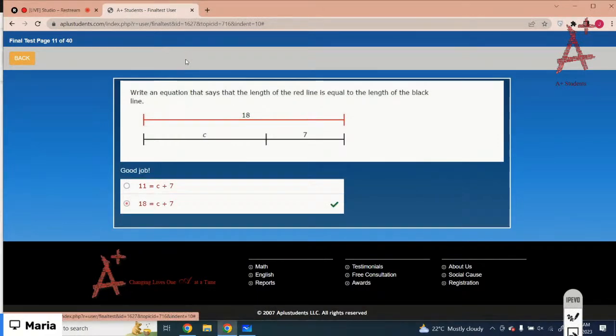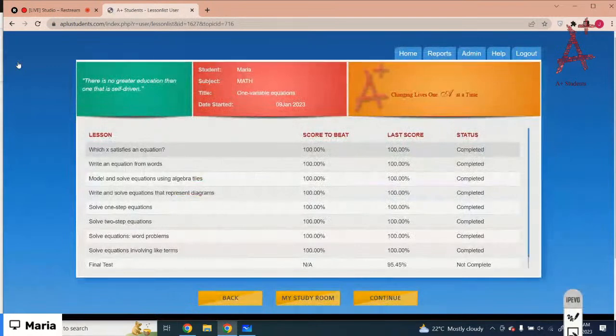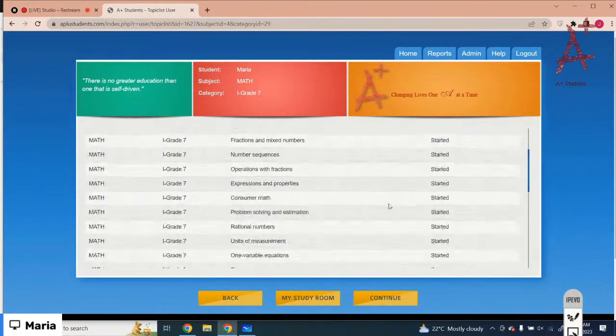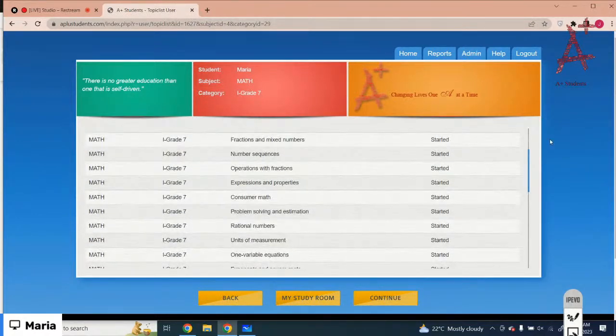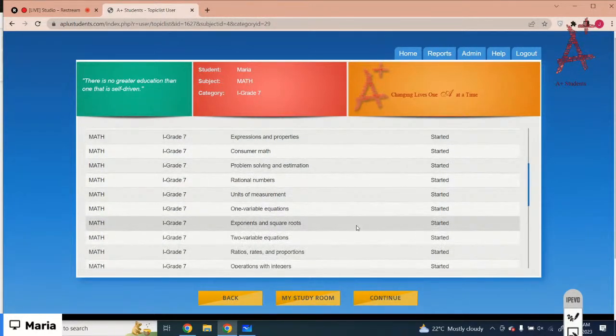Okay, you can complete the test by yourself later today. Let me just move on to the next lesson. So basically we are done with the final test. We're going to start the new chapter, that is exponents and square roots. Got it? Let me just go back and start with the new chapter. Chapter is exponents and square roots. Got it? Here is the new chapter. Let's just start with the new chapter.